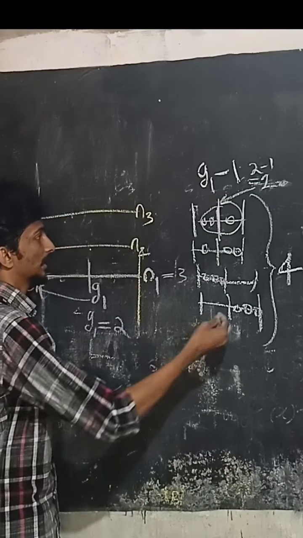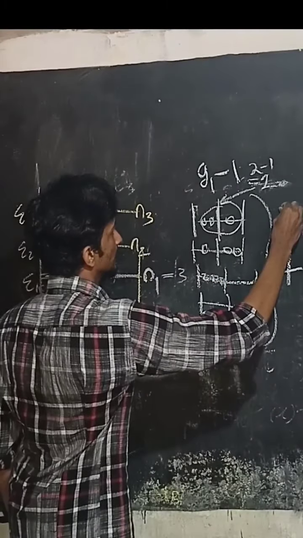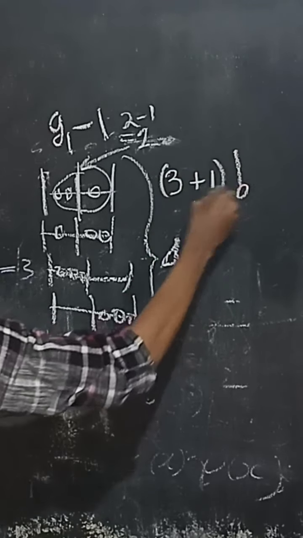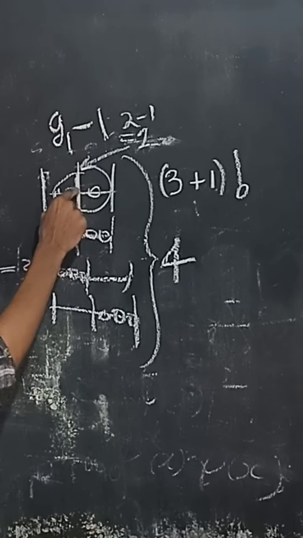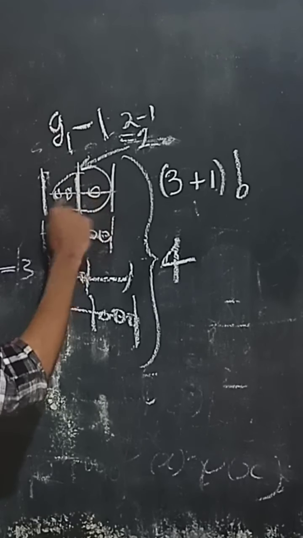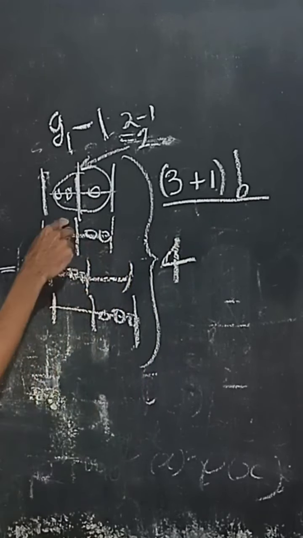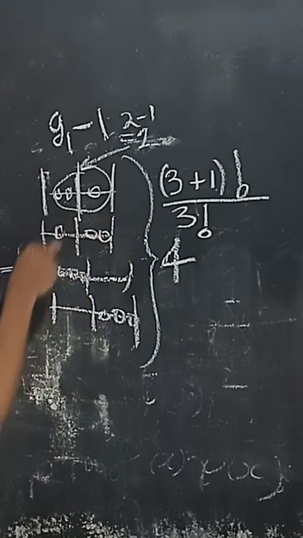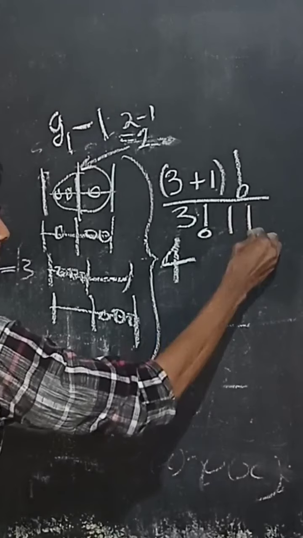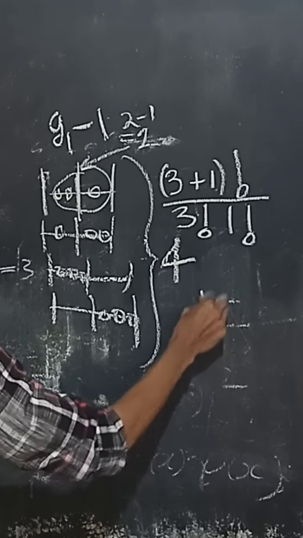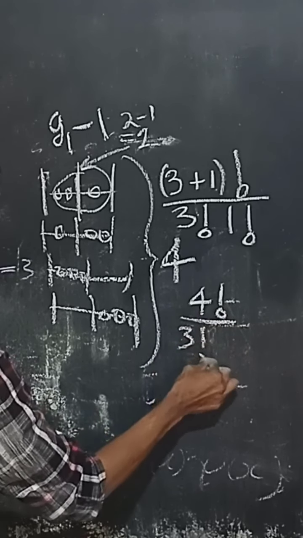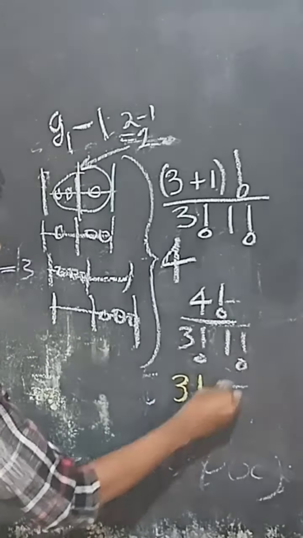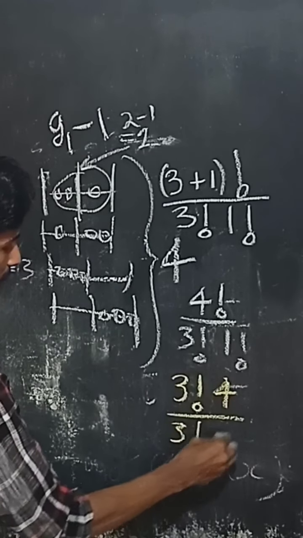So the total number of arrangements is 3 plus 1 factorial. That is the total number of arrangements that can be made using this partition and these 3 particles, divided by the repetition between these particles, that is 3 factorial, and also here only 1 partition, but in the general case there can be more partitions, so 1 factorial. So you can see that that is also 4, because 3 plus 1 is 4 factorial, divided by 3 factorial into 1 factorial, and this 4 factorial is actually 3 factorial into 4, divided by 3 factorial into 1 factorial.